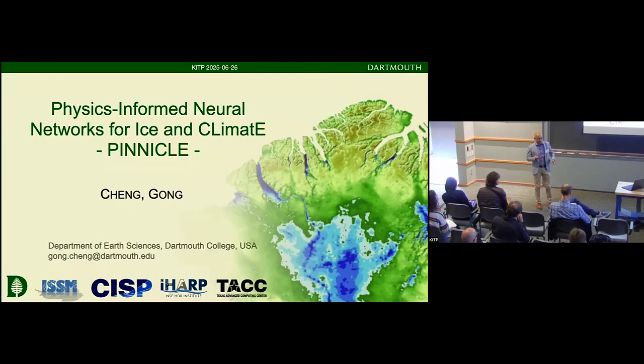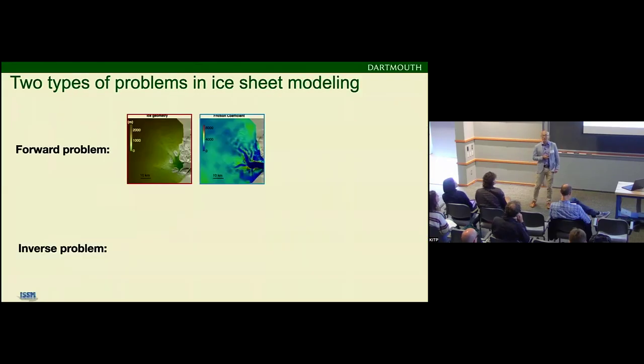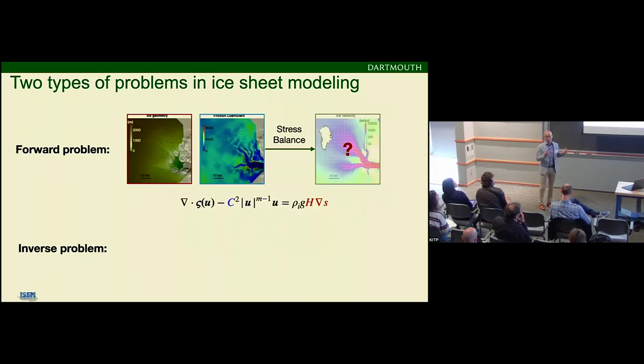So before talking about the machine learning part, I want to give you a quick overview of what ice sheet modeling does, or what type of problems we're solving. So basically, as an ice sheet modeler, we're interested in two types of problems. One is called the forward problem. The other one is inverse problems. For the forward problem, we know the ice geometry, we know some boundary conditions, and then we try to solve some kind of physics. For example, in this case, it's conservation of momentum, or we call it the stress balance equation. And then we try to solve for ice velocity.